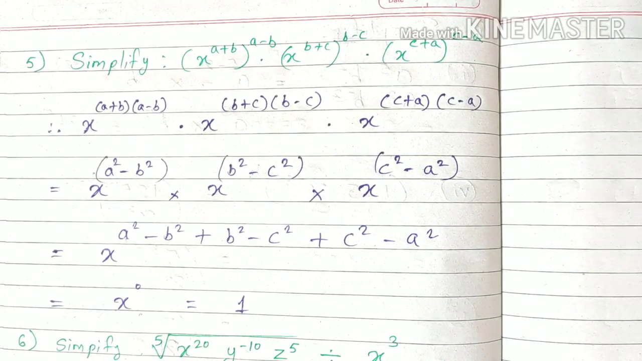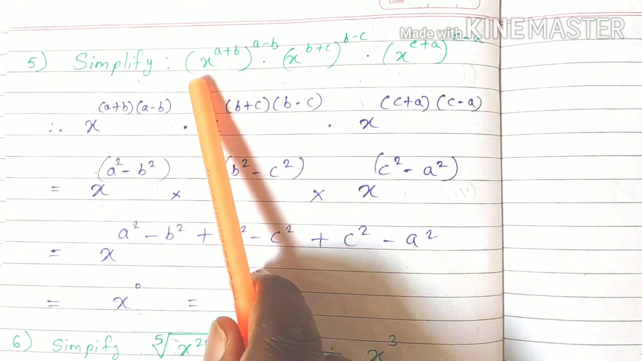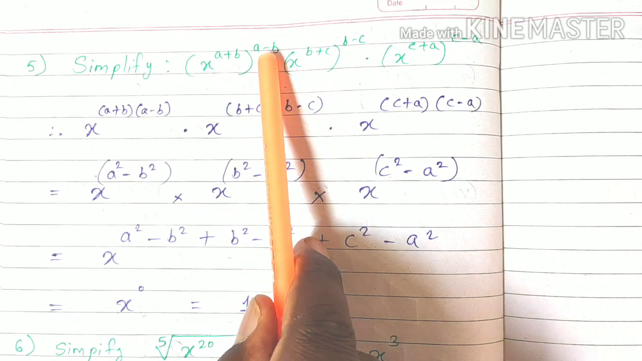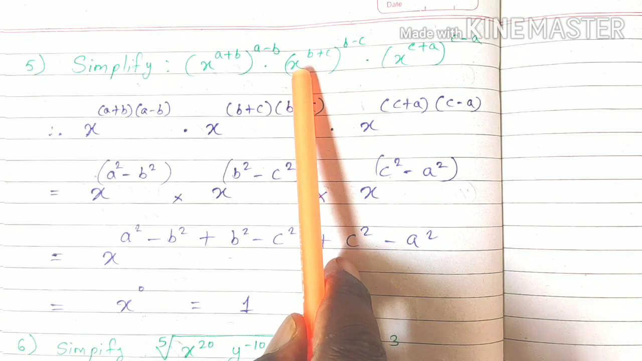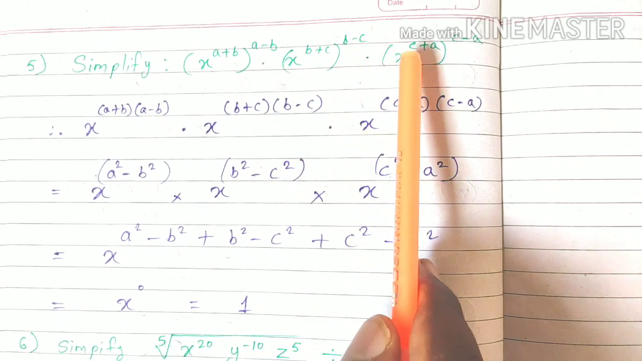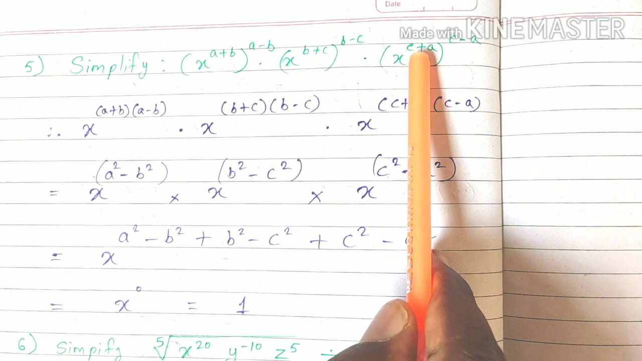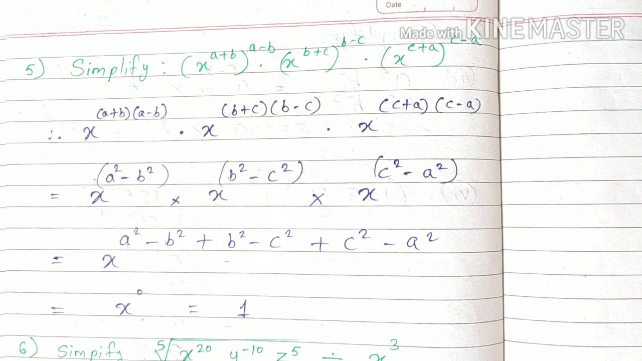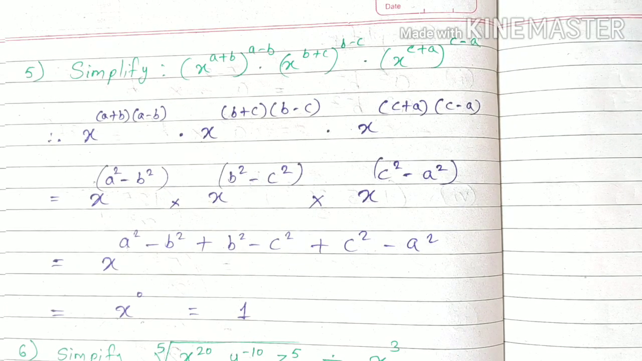The next question is: simplify (x raised to a plus b) the whole bracket raised to a minus b, multiplied by (x raised to b plus c) the whole bracket raised to b minus c, multiplied by (x raised to c plus a) the whole bracket raised to c minus a. When we look at this sum, it looks a little bit complicated, but when we apply the laws, it becomes very simple.